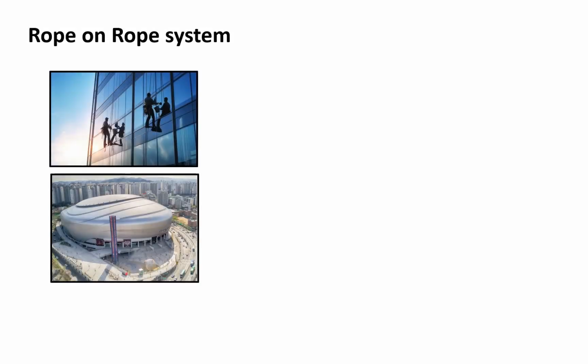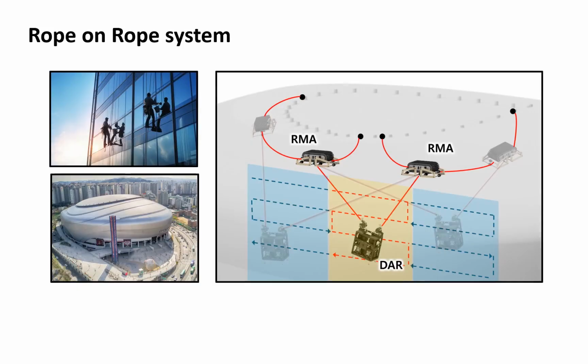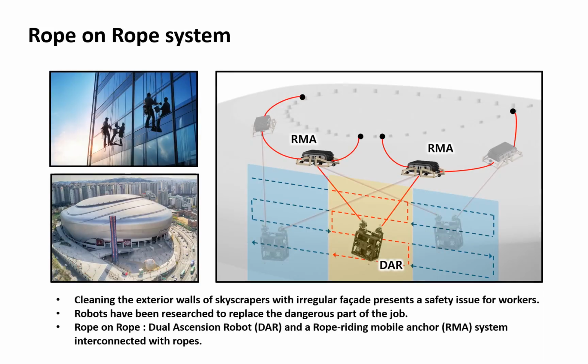Due to the safety concerns of workers cleaning the exterior walls of high-rise buildings with atypical shapes, various types of exterior cleaning robots have been studied. Among them, we present a rope-on-rope system consisting of a dual ascension robot, DAR, that moves by winding a rope, and a robot called Rope Riding Mobile Anchor, RMA, that improves the maneuverability of the DAR by connecting the rope ends of the robot.